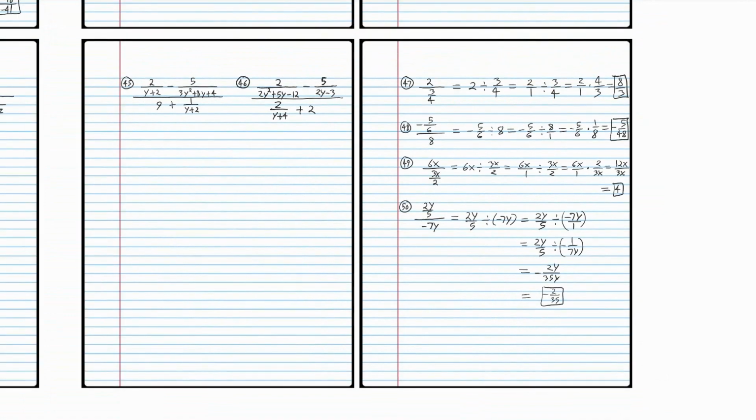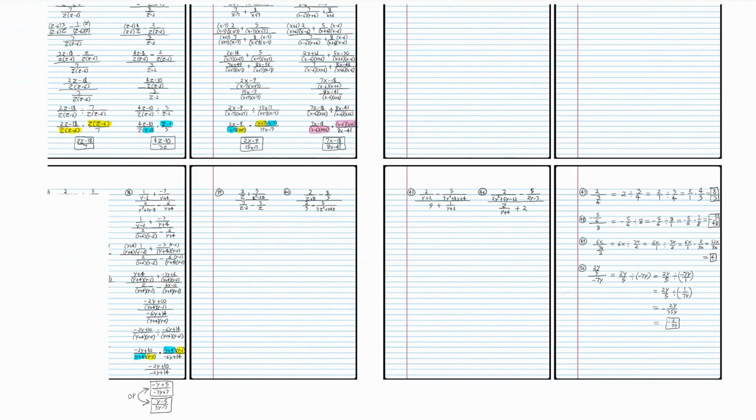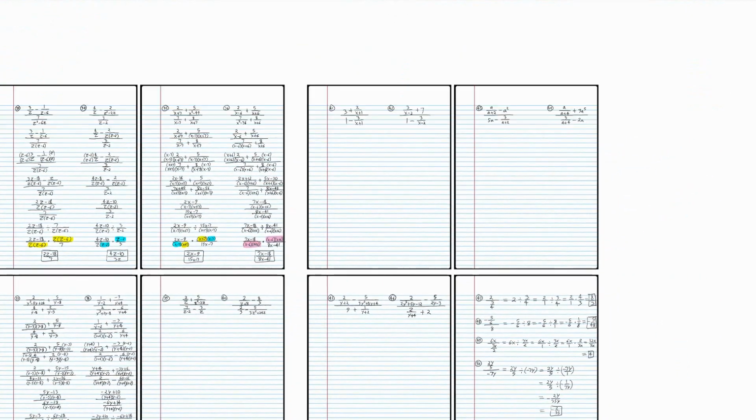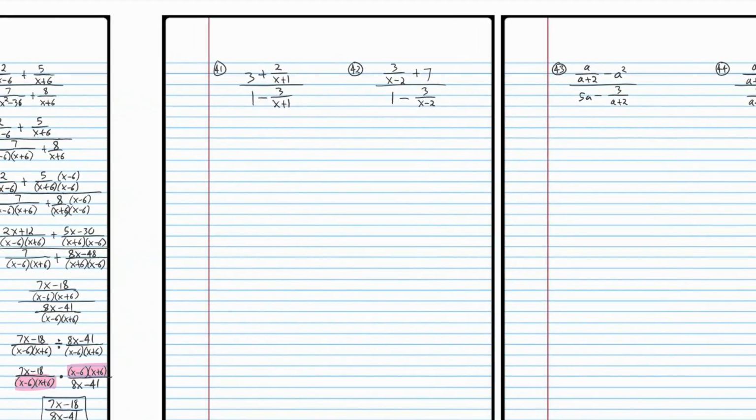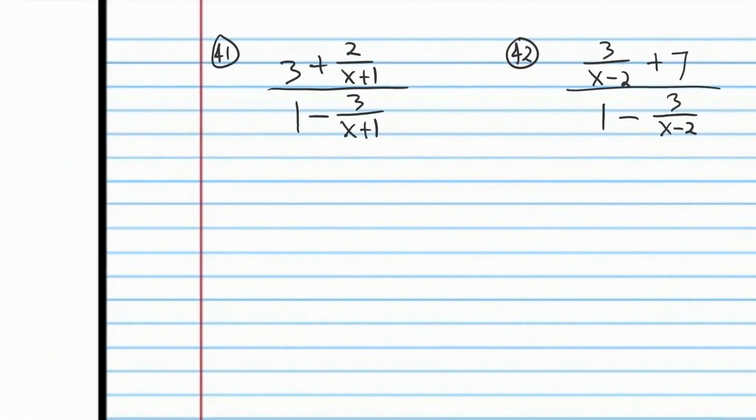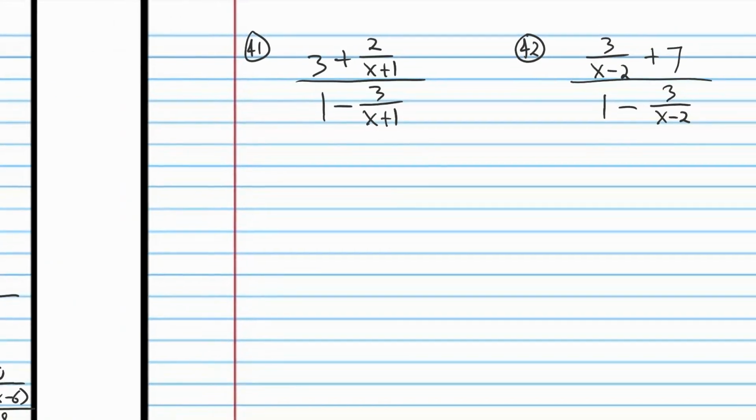All right, so I just wanted to get to those last problems in case we didn't finish on time. So I'm kind of just jumping around here. Let's do number 41. The difference here is we have whole numbers. We didn't have whole numbers before. So let's see what happens. We have to get a common denominator. Obviously, the common denominator is just x plus 1.